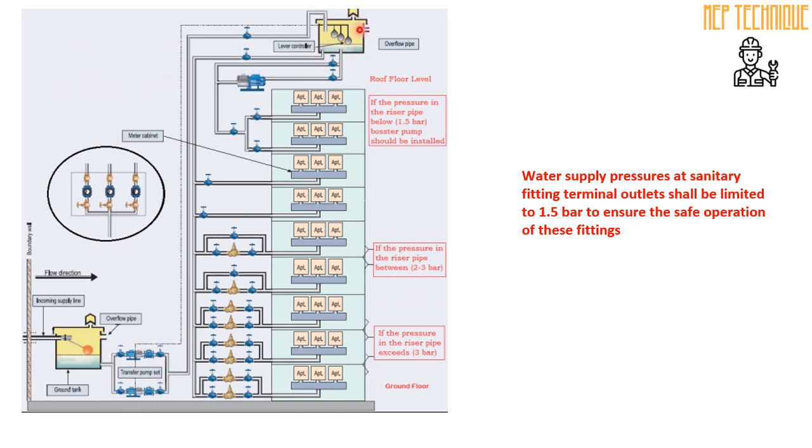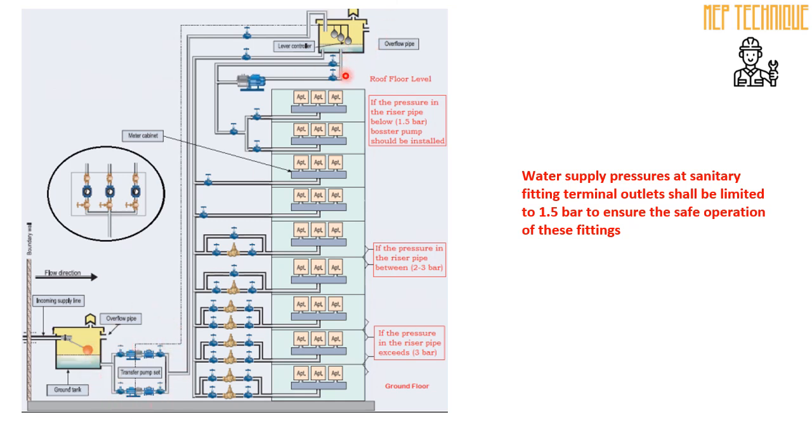Once the water reaches the overhead tank, it will be distributed via booster pump or gravity pressure. The transfer pump will be integrated with a float switch or level sensor. If the water level reaches the maximum level, then the float switch or level sensor will automatically switch off the pump.